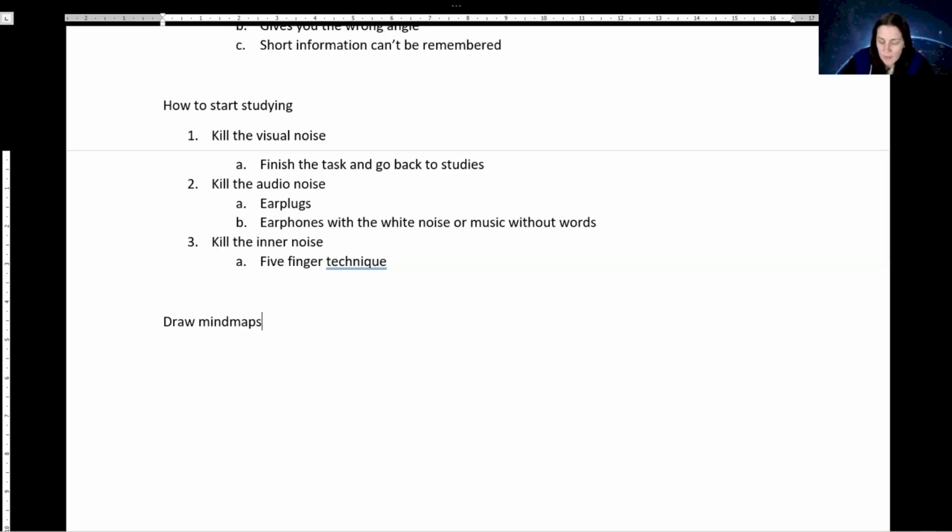On top of these mind maps, we need to make sure that you attempt past papers, because that is going to help your brain to understand what is the context of the knowledge and how it's going to be tested.